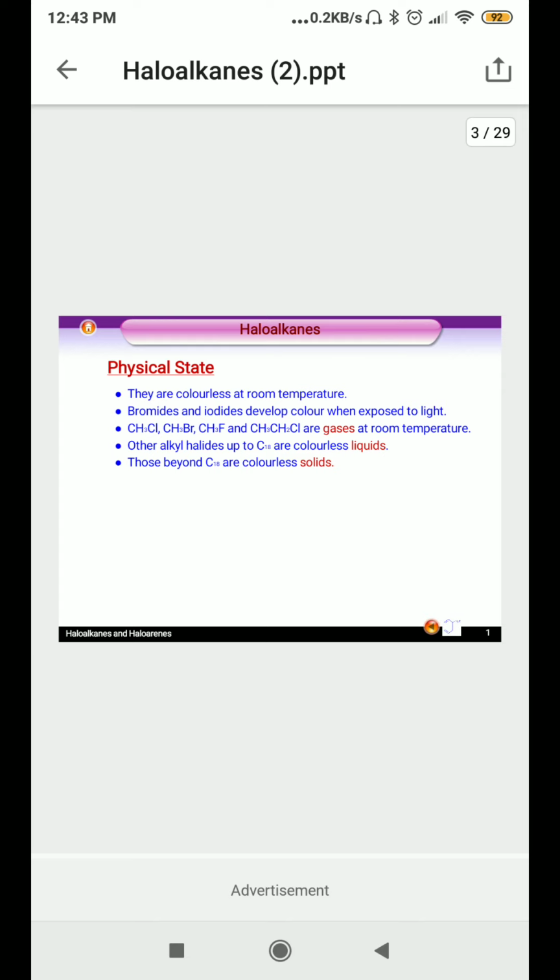Next one is haloalkane physical states. As far as the physical properties of haloalkanes are concerned, they are colorless at room temperature. Bromides and iodides develop color when exposed to light, they catch color. Examples are methyl chloride, methyl bromide, methyl fluoride.